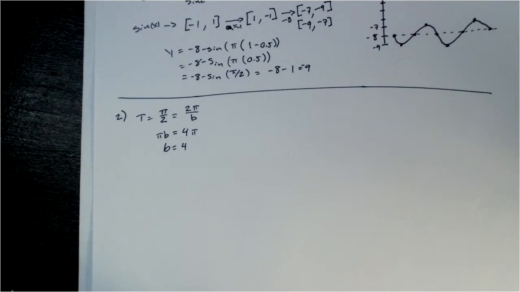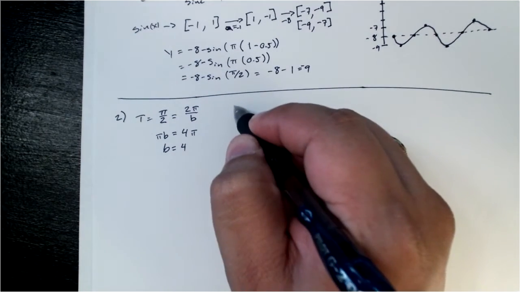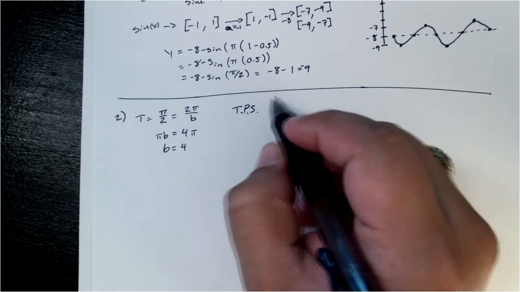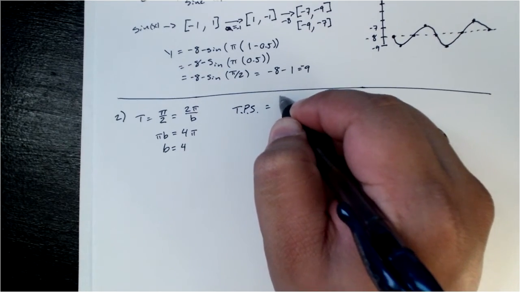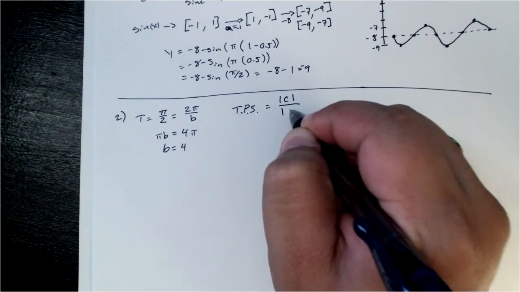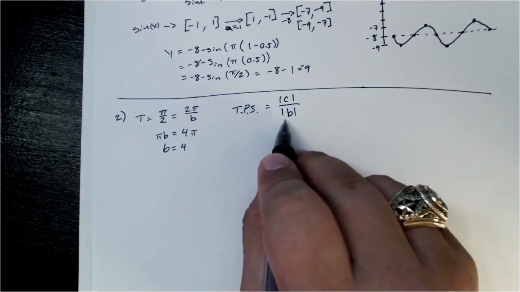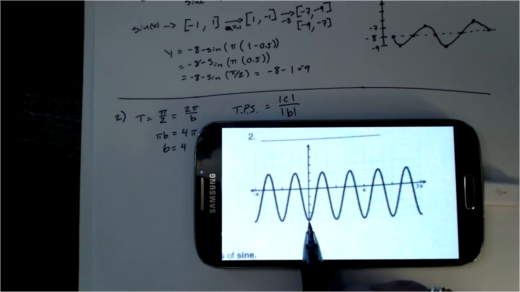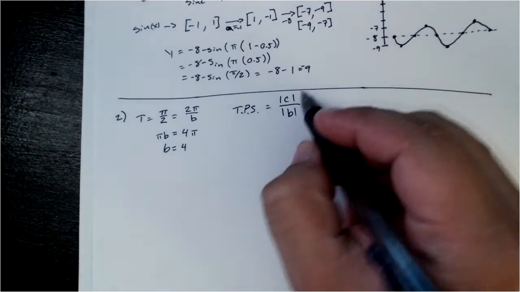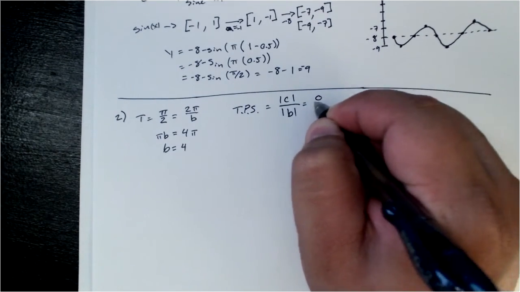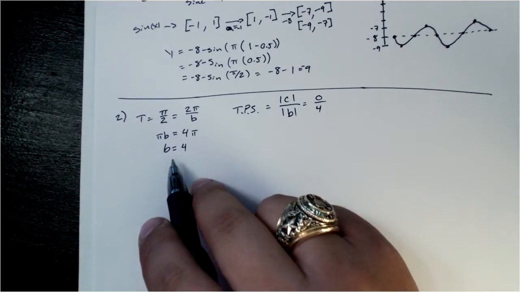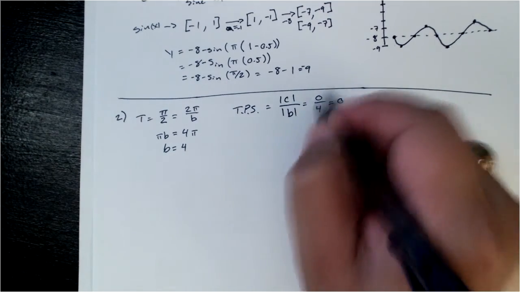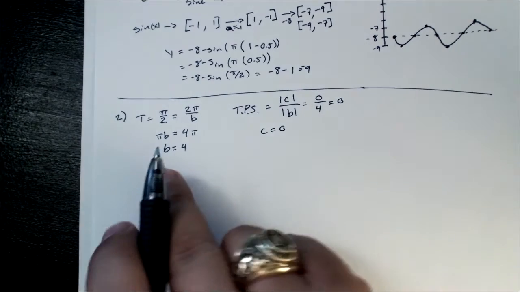The next piece that is going to be just as easy is going to be our total phase shift, right? Our total phase shift says that it's the absolute value of c over the absolute value of b. Okay, now since our total phase shift in the case that we have here is going to be 0 because we're starting at 0, we can just say that this will be 0 over 4, which is what b was. We just found it, which is why it's 0. Okay, so if this is 0, that implies that c is equal to 0. So now we have b and c.